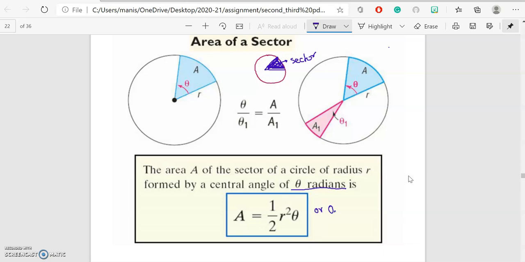But for the ease of our calculator, we will be using the formula 0.5 r square theta. What is 0.5? It is the fraction 1 half. 1 half means 0.5 r square theta. So we will be using this formula.